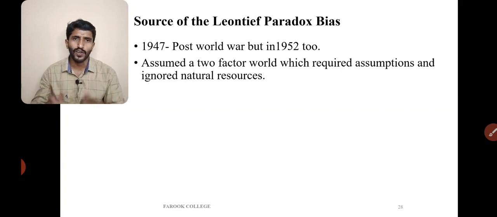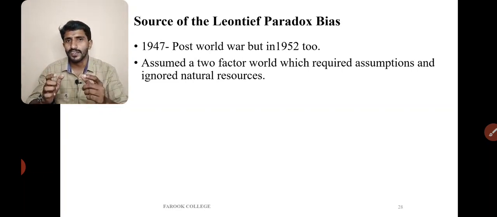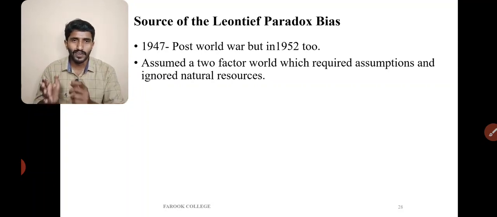Then what would be the source of the Leontief paradox? Why is there a paradox? Why does HO theory not hold true in the US case? Some other economists have also explained this.